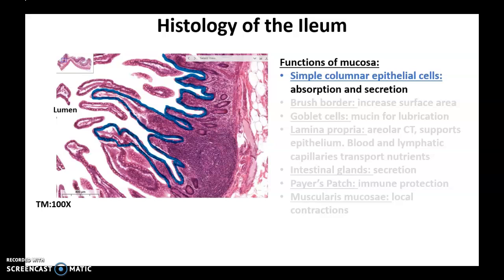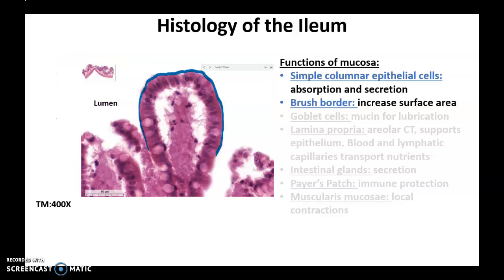The simple columnar epithelial cells that are found in the epithelium absorb nutrients and also secrete a lot of things. Then the brush border increases surface area for digestion and nutrient absorption. The goblet cells produce mucin, which dissolves with water to form mucus, and that is really important for lubrication as the digested nutrients are absorbed and the undigested materials are left behind.